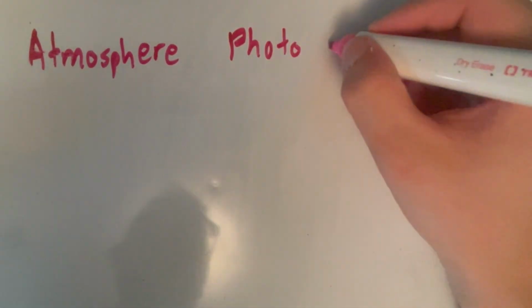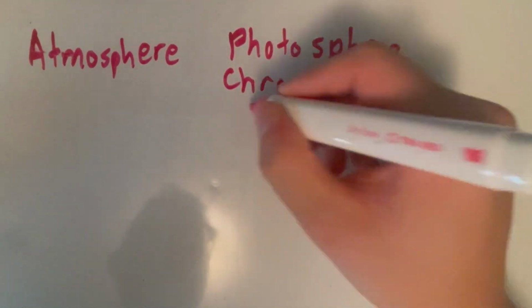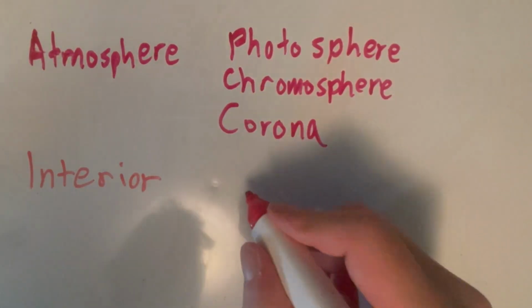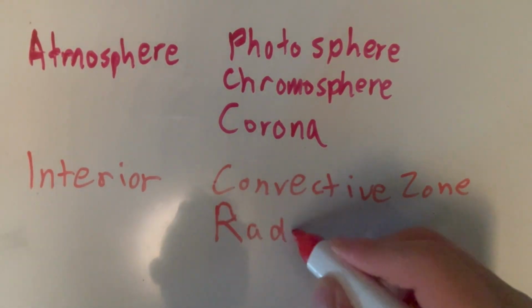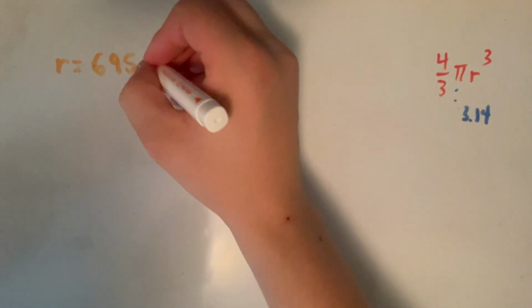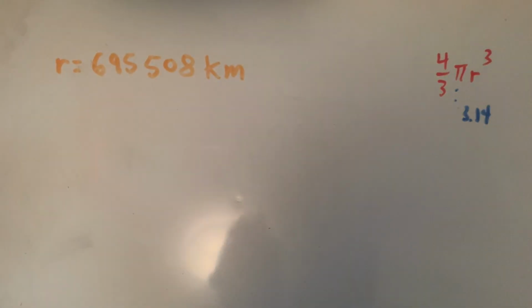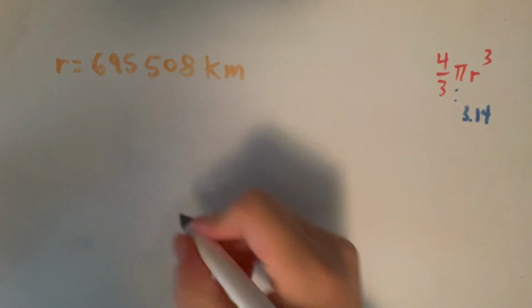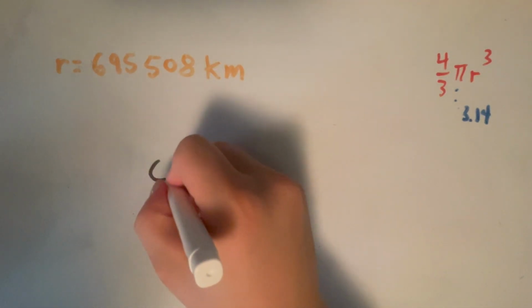The sun's solar atmosphere consists of the photosphere, chromosphere, and corona. The sun's solar interior consists of the convective zone, radiative zone, and core. Next, we'll determine the size and temperature of each of those areas. The volume of a sphere with radius r is given by the following formula: 4/3 pi r cubed. For our calculations, we'll round pi to 3.14. The radius of the sun is 695,508 kilometers. We'll ignore the sun's corona, similar to how we'll ignore each planet's atmospheric and core temperatures.